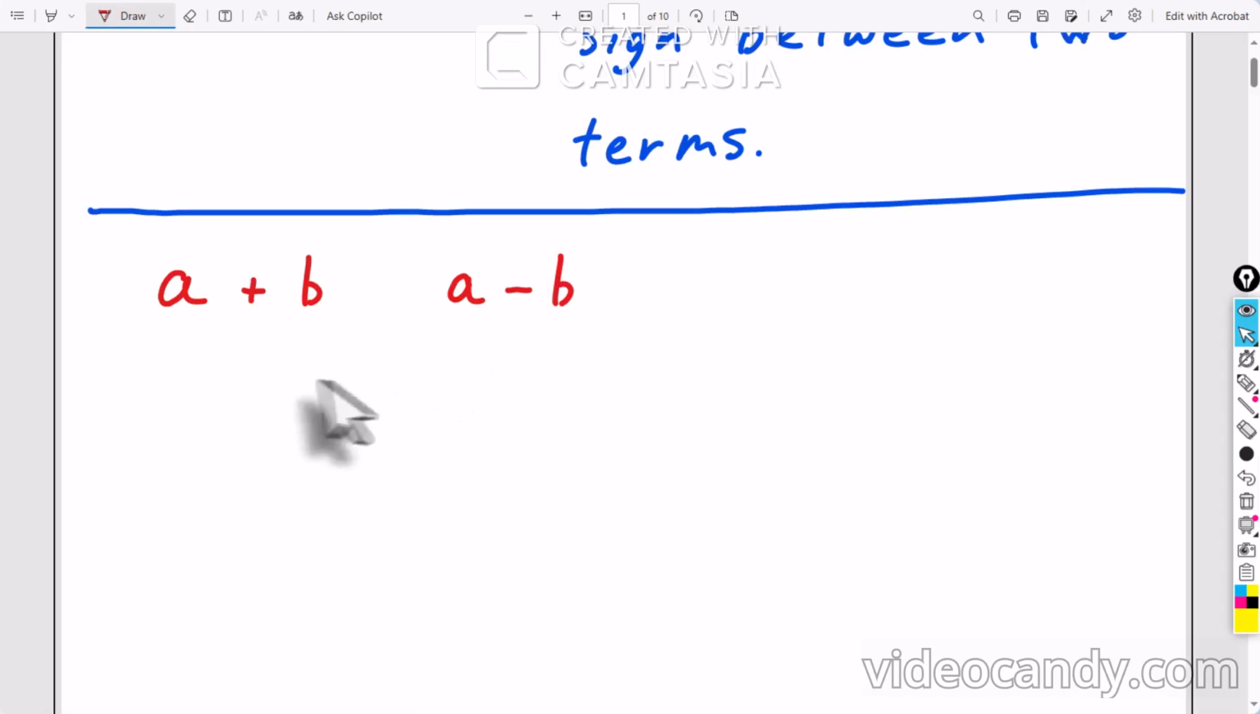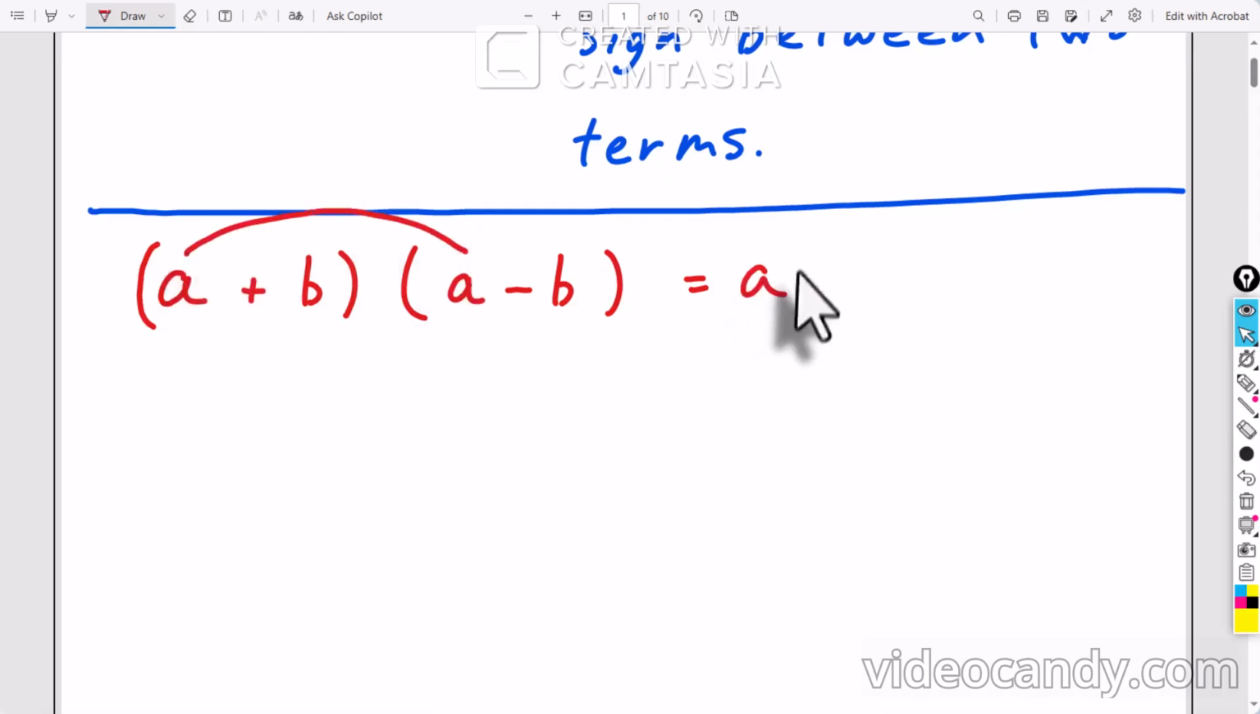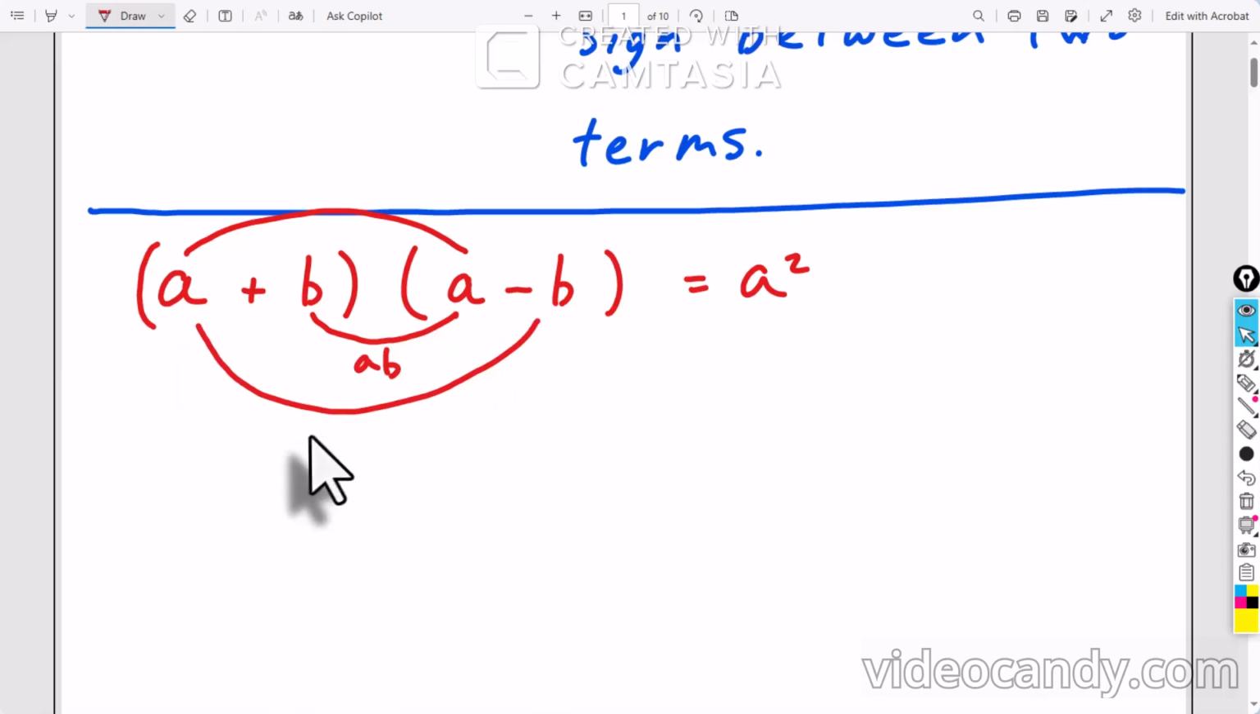And the advantage of that is that if you take these two terms and multiply those together, you will not get an inner-outer term. They will cancel out. So if you use FOIL and you did A times A, you would get A squared. And the inner term would be positive B times A, or AB. The outer term would be A times negative B, or negative AB. And the last term would be B times negative B, or negative B squared.